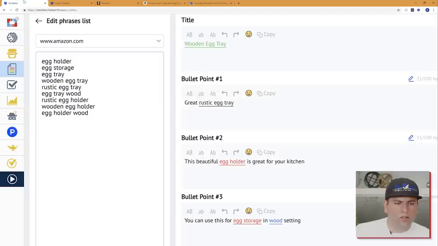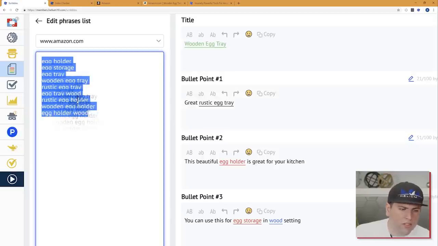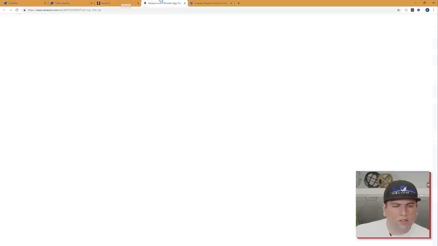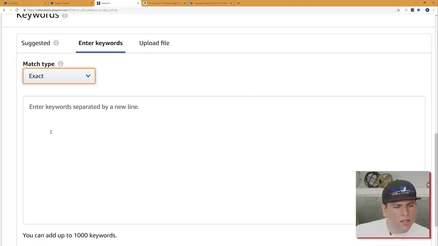All right, so what I'm going to do right here is go back to Scribbles or wherever I had written down those keywords. I just happen to have it in Scribbles. I'm going to copy it from here, and we're going to go back to our campaign, and I'm going to paste them.